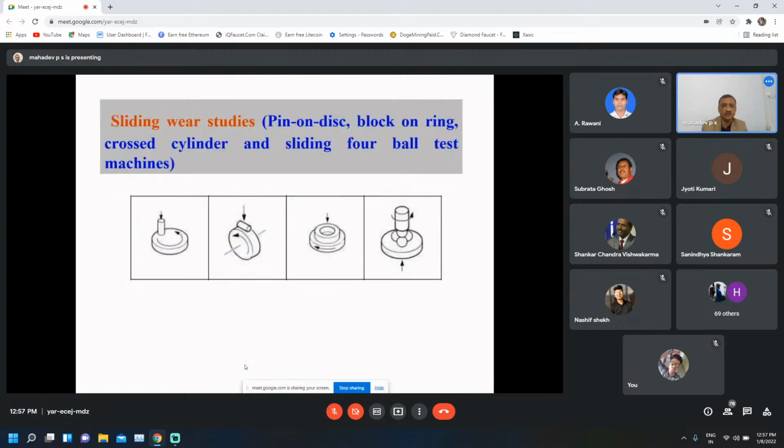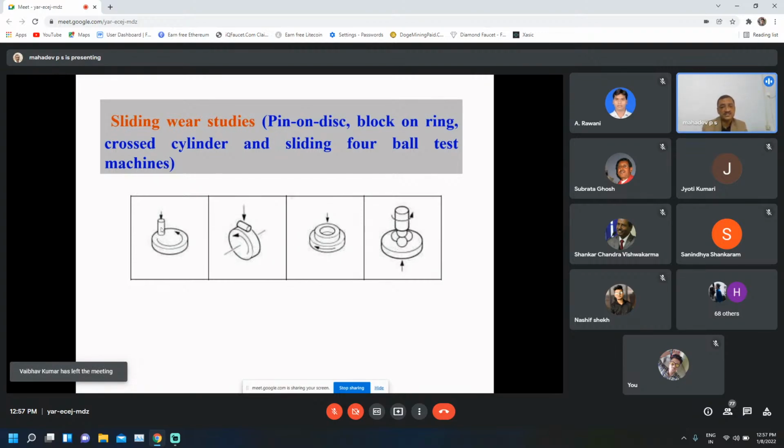Sliding wear test, as I told, pin on disc is there. The first one, pin on disc: the pin is fixed in a lever, and the disc counterface, which is made up of EN31, EN32 steel disc having different compositions, is made to rotate at some speed for a particular duration of time. So you can conduct the room temperature test without heating the pin.